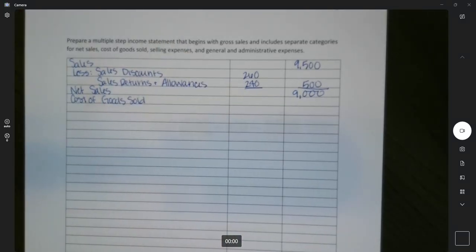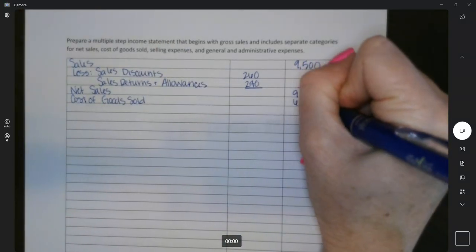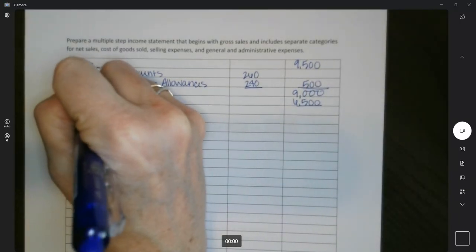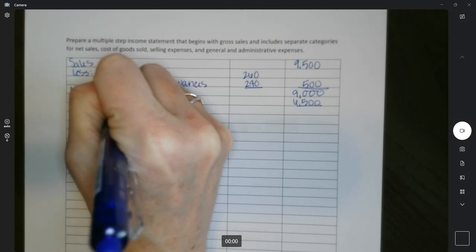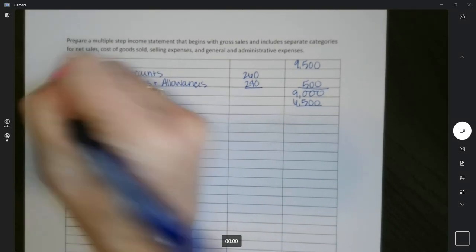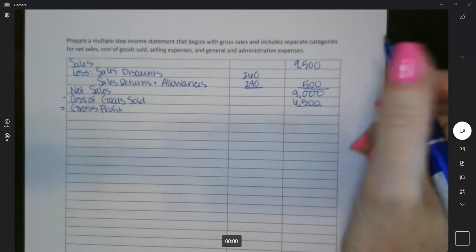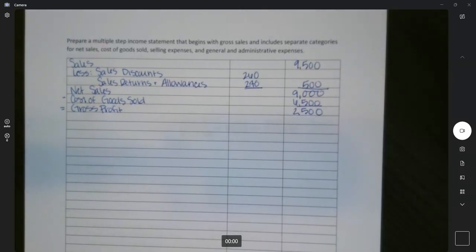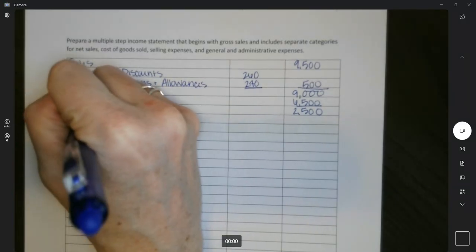Cost of goods sold was $6,500. Net sales minus cost of goods sold will equal gross profit. So 9,000 minus 6,500 will be 2,500. Next up, we move into the operating expenses.